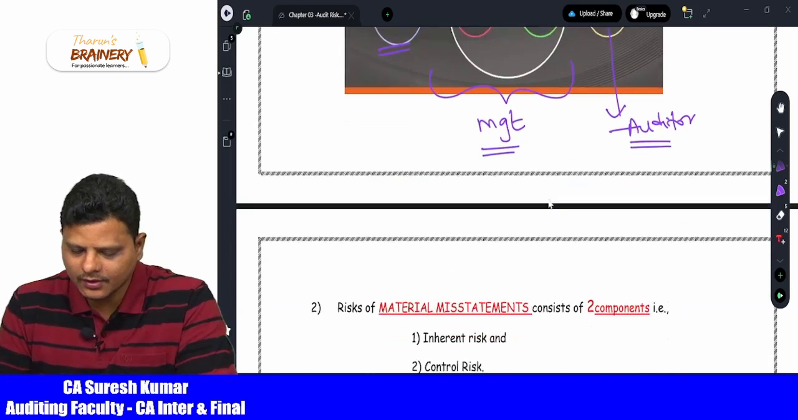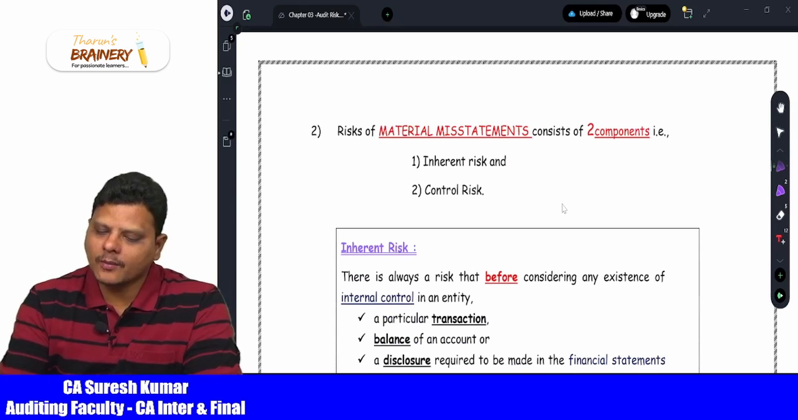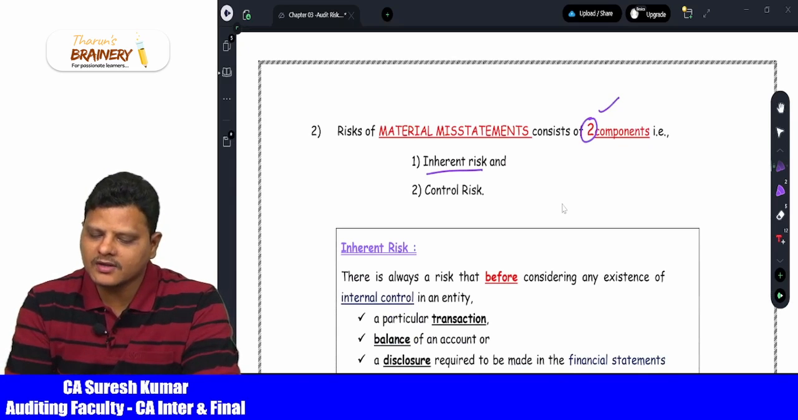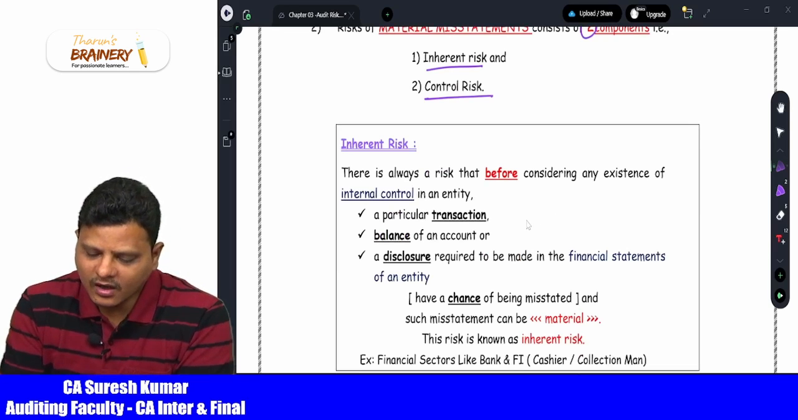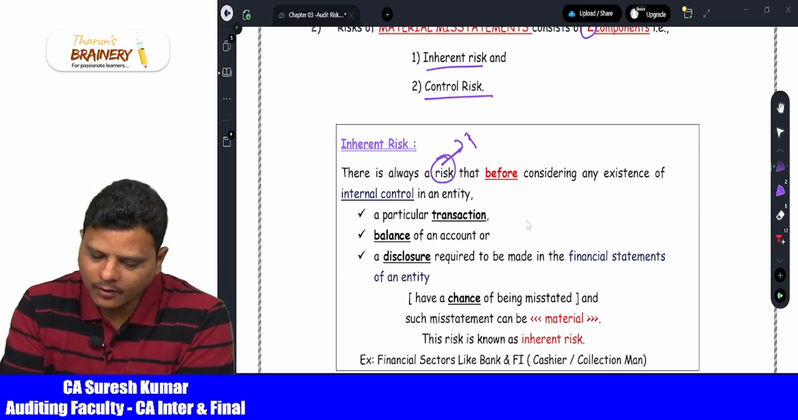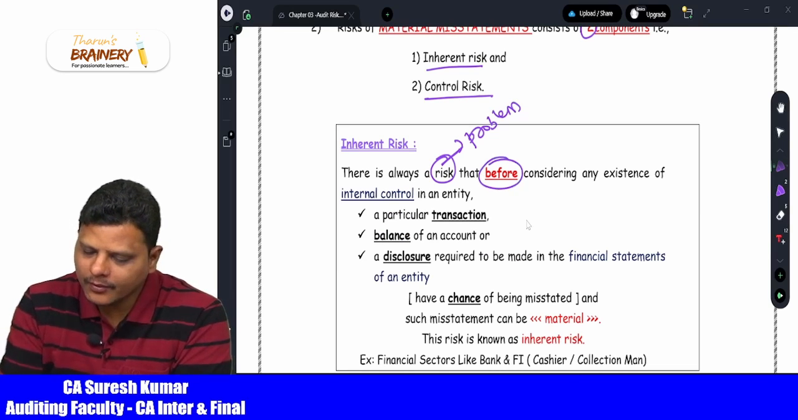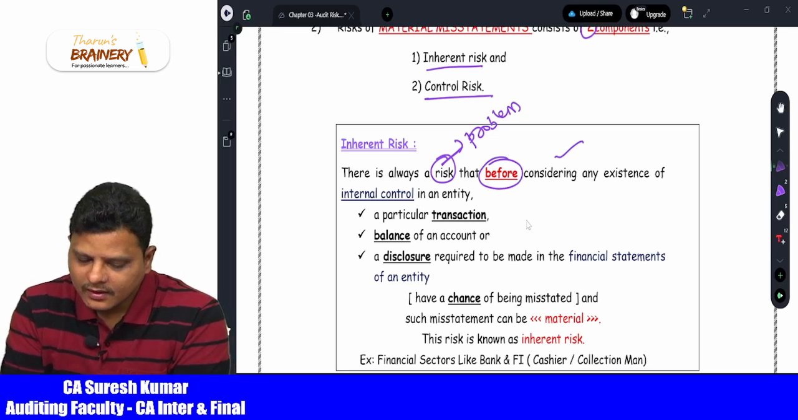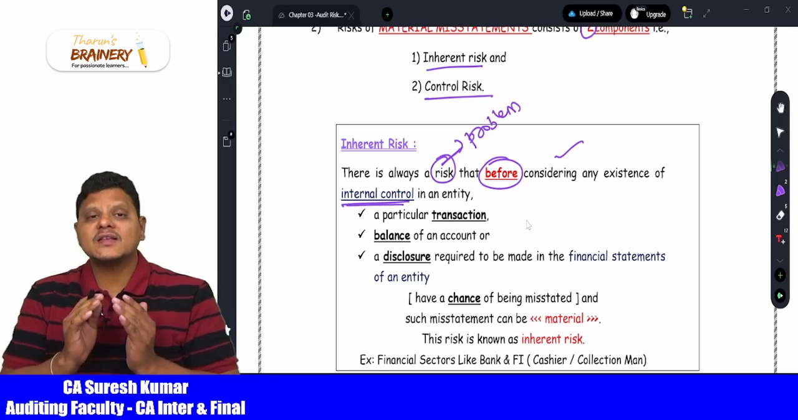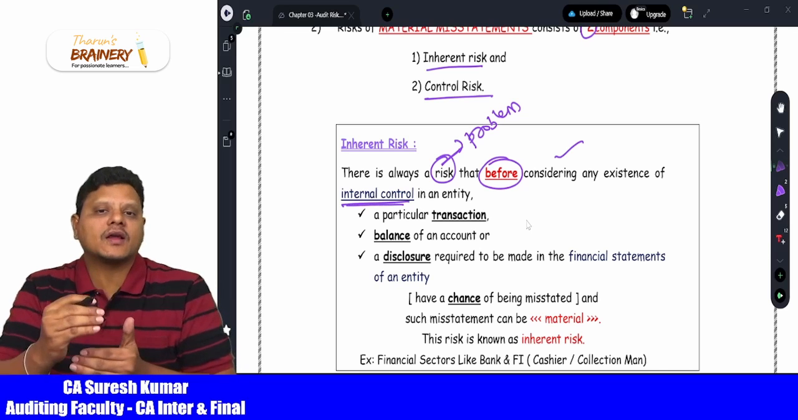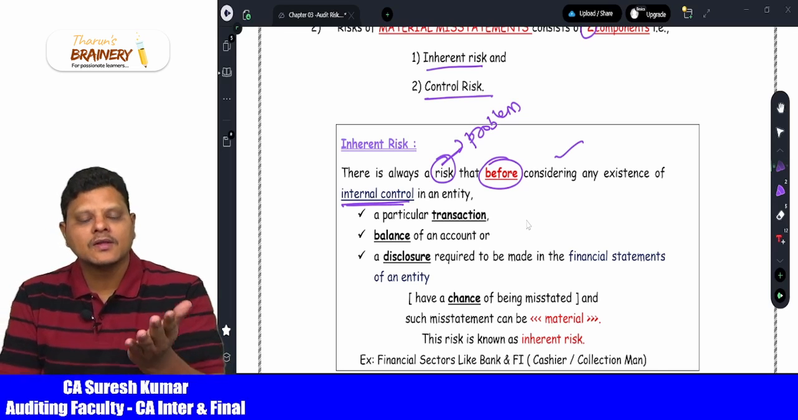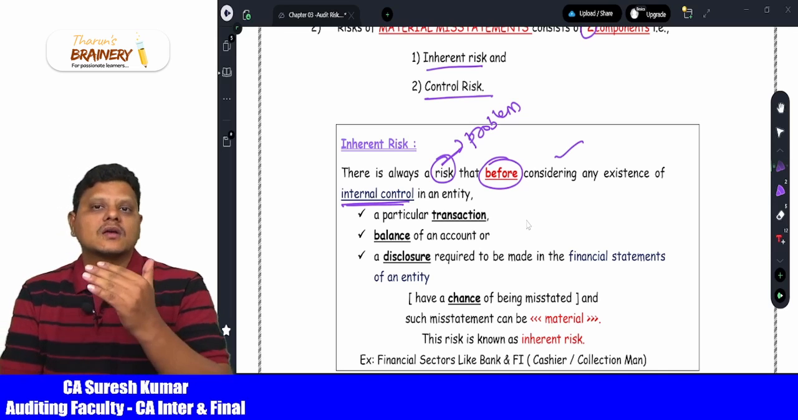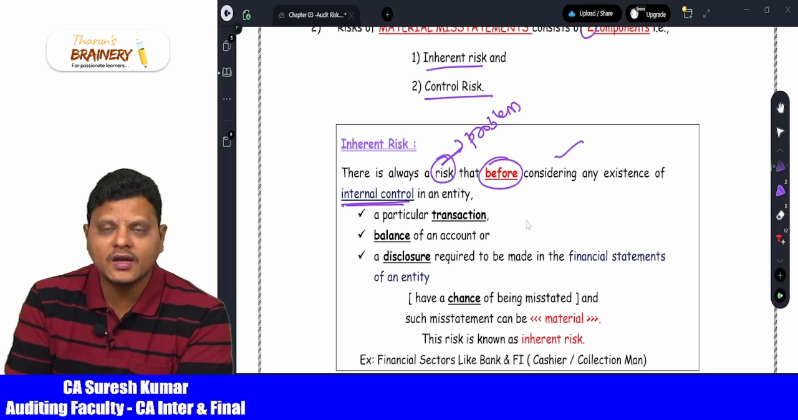Now let us see what is inherent risk, what is control risk, what is detection risk. Shall we proceed? Good. Risk of material misstatement consists of how many components? Two components: inherent risk and control risk. Now, what is inherent risk? There is always a risk, that means a problem, before considering internal controls. Any risk that happens before installing internal controls in the organization is called inherent risk. There are no controls at all, but the risk has happened. Then this is called the inherent risk of the entity.